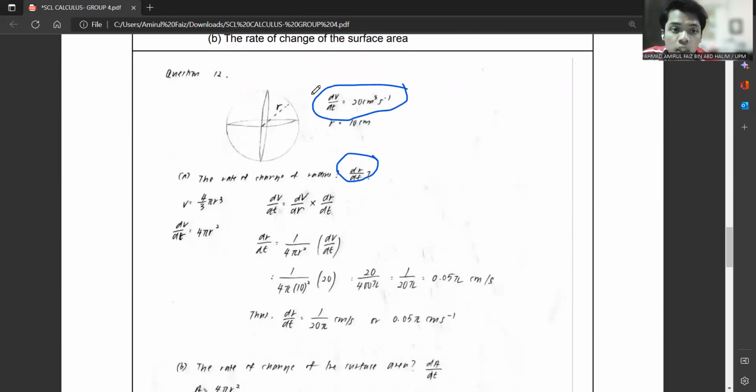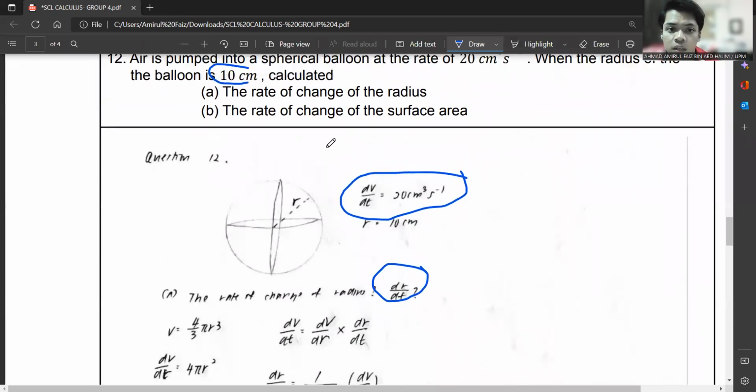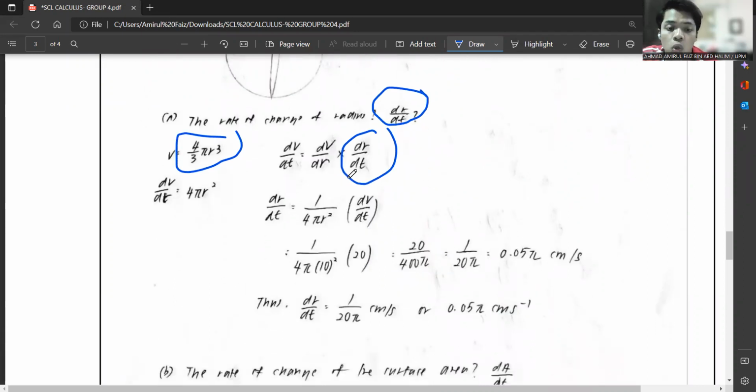As you know, the volume of a sphere is V equals 4 over 3 pi r cubed, and dV/dr is 4 pi r squared, and then dV/dt is equal to dV/dr multiplied by dr/dt here. We need to find dr/dt. Thus, dr/dt is equal to 1 over 4 pi r squared multiplied by dV/dt. And then you find the answer.